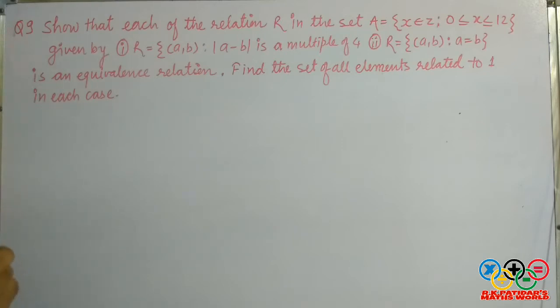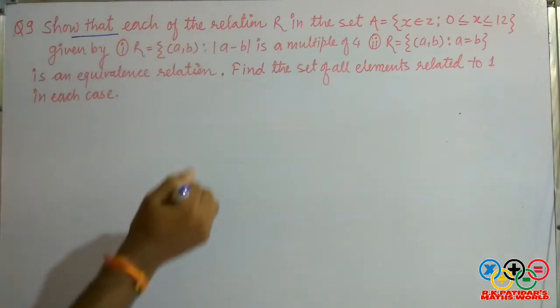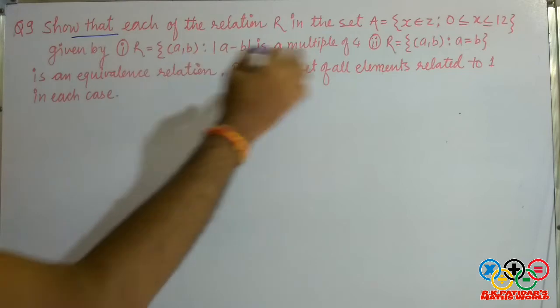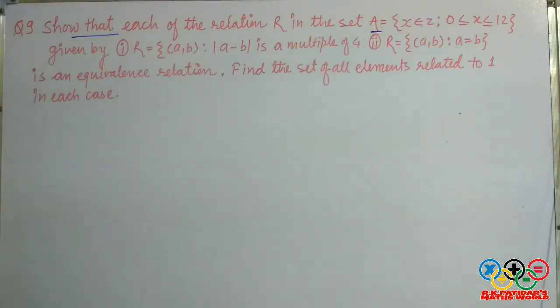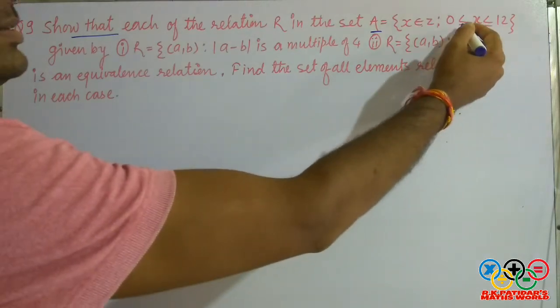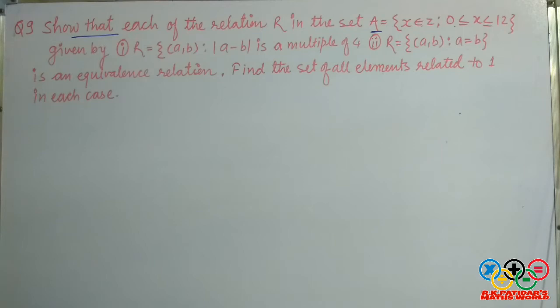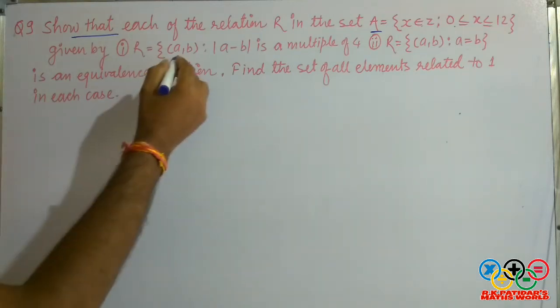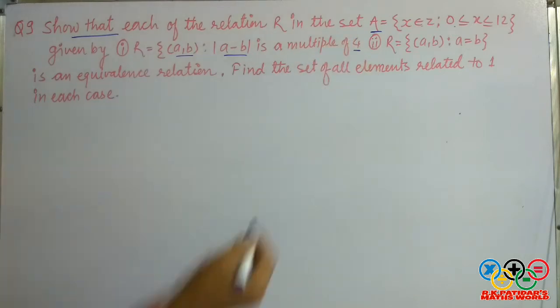Question number 9 of exercise 1.1. Here we have to show that each relation, there are two relations which are defined on this set. X belongs to Z and this X is between 0 and 12, both 0 and 12 included. And the relation is (A, B) such that A minus B is a multiple of 4.